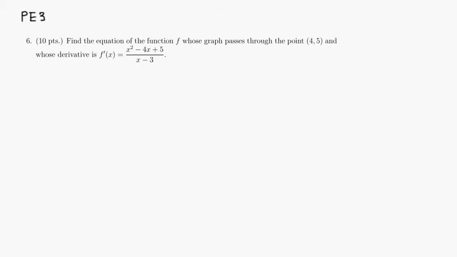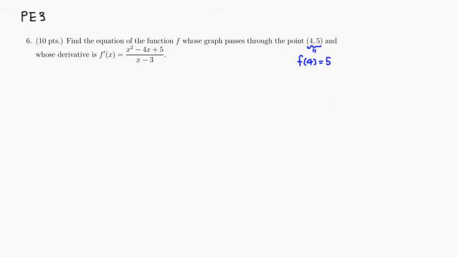Okay, let's look at practice exam 3, problem number 6. We want to find an equation of the original function, which passes through the point (4, 5). This actually gives us a clue: if you plug in x equals 4, the function value must be 5. Then we have a derivative here, so we're going to take the antiderivative to find the original function.